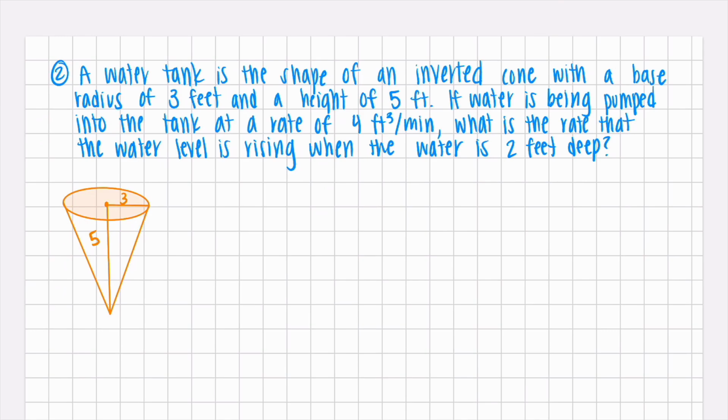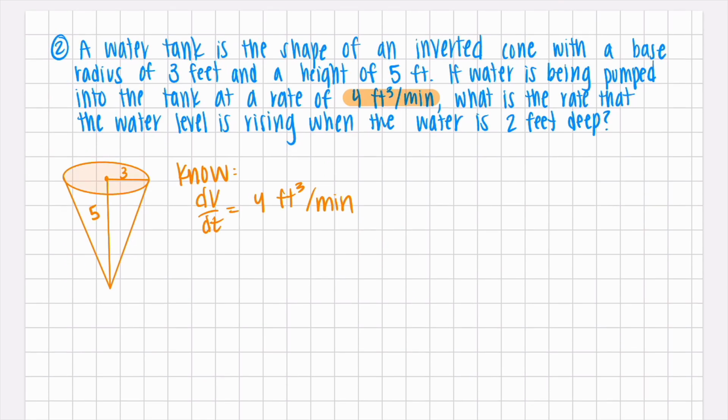It says if water is being pumped into the tank at a rate of 4 feet cubed per minute, what is the rate that the water level is rising when the water is 2 feet deep? So I know since water is being pumped into the tank at this rate, that is going to be volume. So we're going to say dV/dt equals 4 feet cubed per minute.